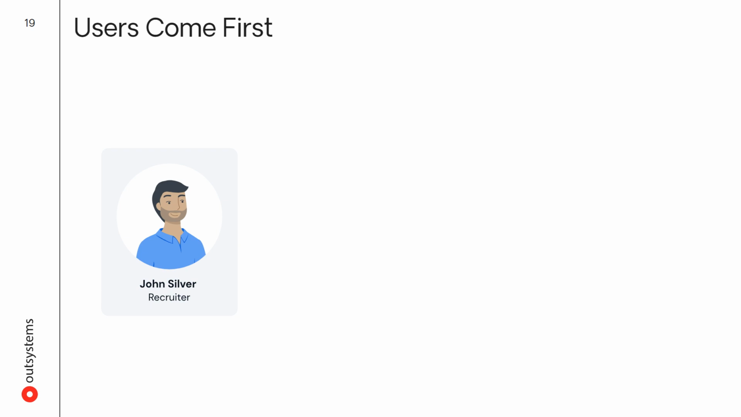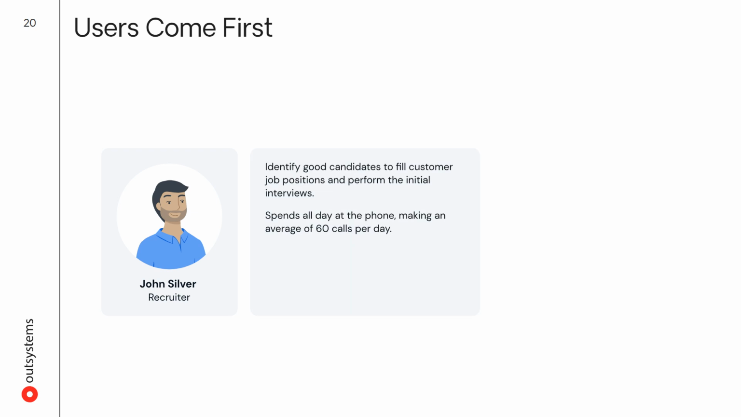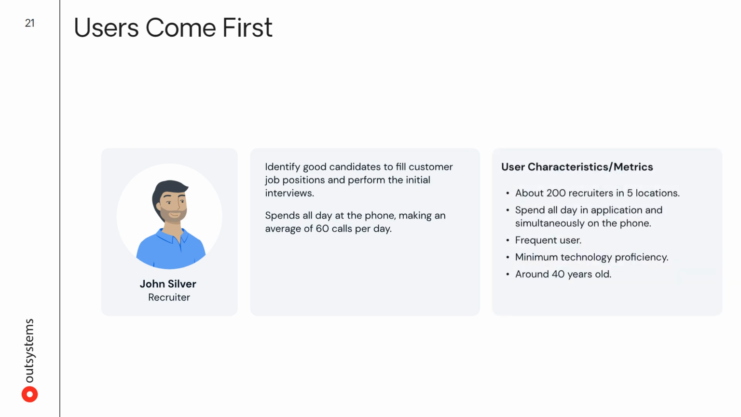Let's look at this example of a persona. Here, we have a typical recruiter at a recruitment agency. First, we give the persona a name and describe what their role is and how they do it. We then add details about the characteristics and metrics of the persona. Notice that John is one of 200 recruiters across 5 locations. Though he is identified as a frequent user of the application, he does not have a great deal of technical proficiency. We can also establish an age range or other relevant characteristics.